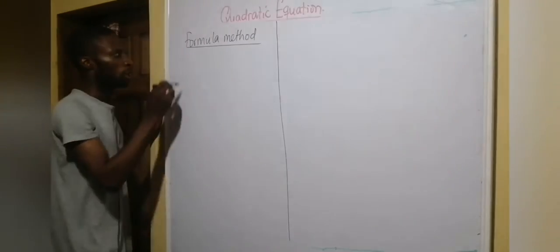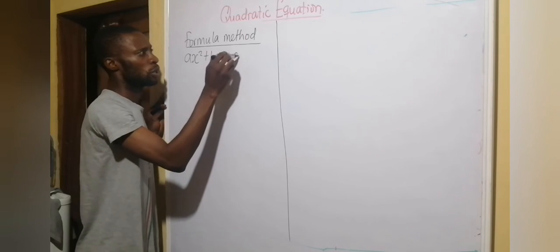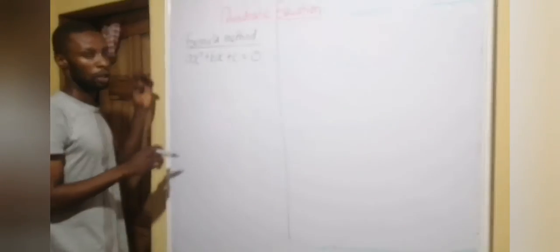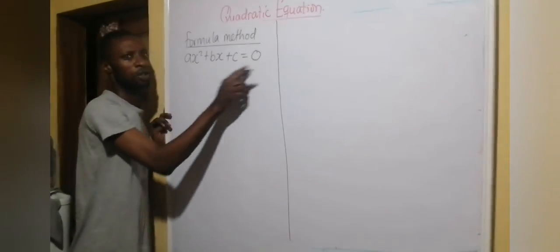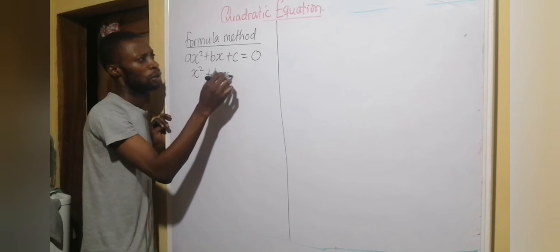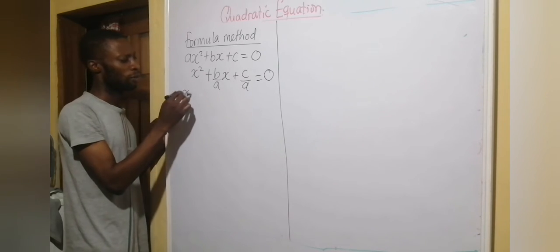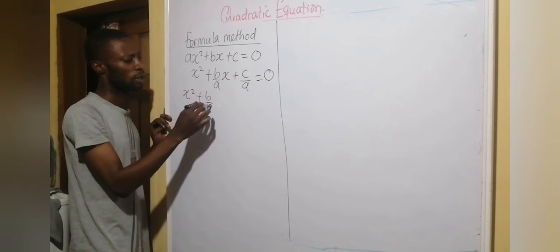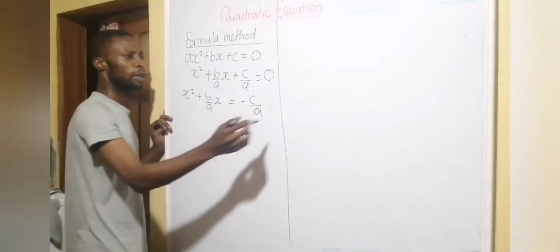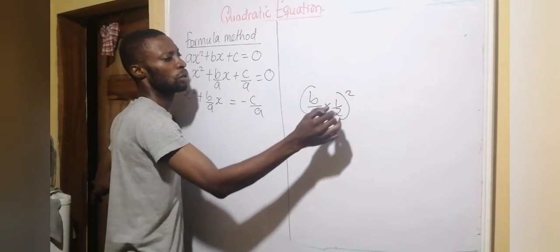Completing the square method. If you have ax squared plus bx plus c is equal to 0, and we have to use the formula, we want to derive it. So we divide it all through by a. We have x squared plus b over a x plus c over a is equal to 0. Then you now have x squared plus b over a x is equal to minus c over a. B over a, you multiply by half and you square it.